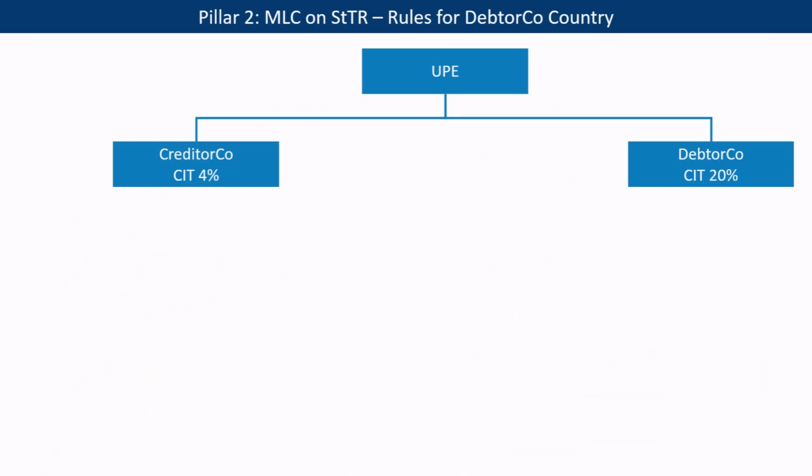So here is our structure. We've got an ultimate parent entity, and we've got a creditor company that pays 4% corporate tax, and we've got a debtor company that pays 20% tax, and there's interest of 1 million paid from debtor co-country to creditor country, and the withholding tax under the treaty is 2%.